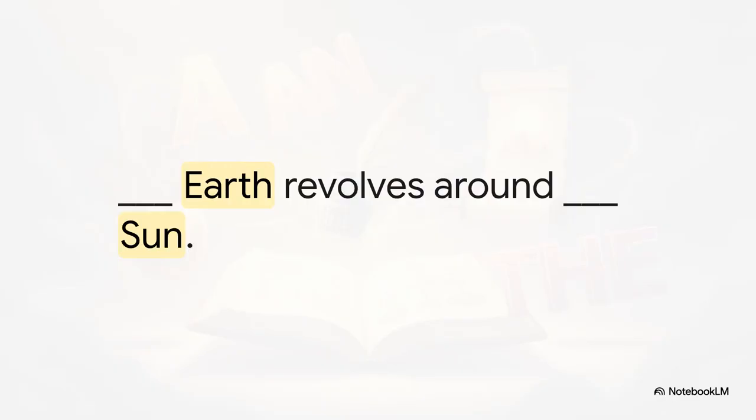Next up, "blank earth revolves around blank sun." Give it a second. Remember our rule about one-of-a-kind things? Exactly. It's "the" for both. There's only one earth and one sun in our reality, so they absolutely demand that specific, definite article.